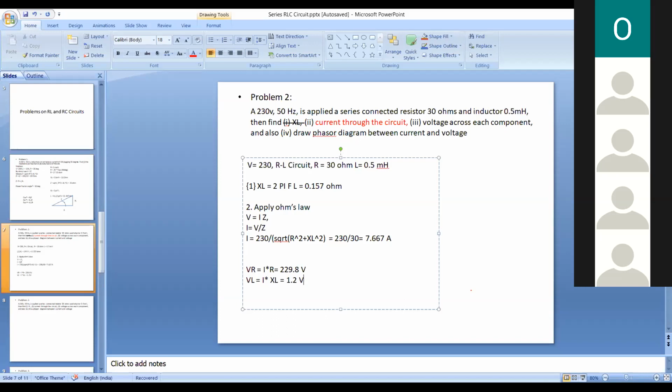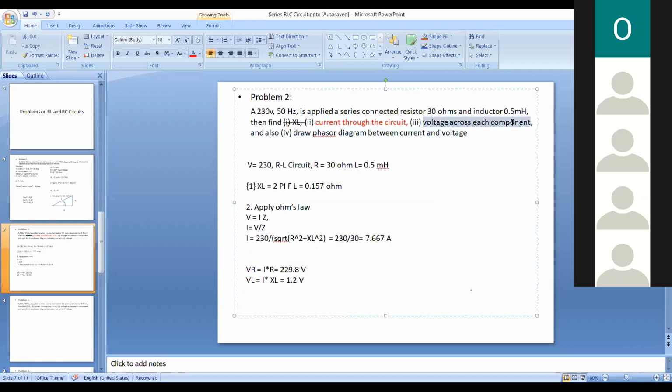So you can observe from this problem that your circuit is more of a resistive circuit, right? Because your supply voltage was 230 volt and your resistance drop is also very close to 230 volt. You can clearly observe your inductive drop is just 1.2 volt. So voltage across each component is also found.